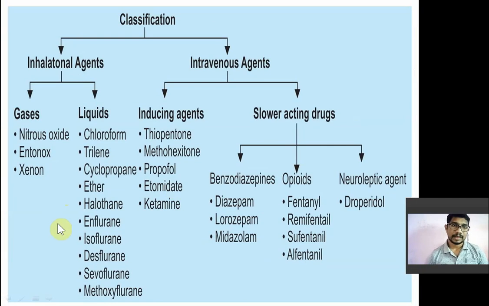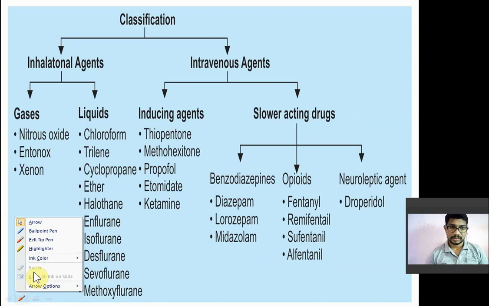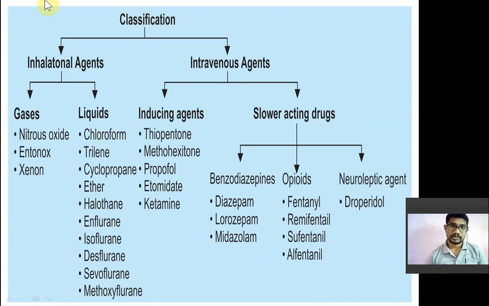Next one is the classification of general anesthetics. Now the main chapter, general anesthetics. First we'll see what general anesthesia is. What is meant by anesthesia? Anesthesia is reversible loss of pain sensation. And what is general anesthesia? General anesthetic drugs are drugs that abolish all the modalities of pain sensation with reversible loss of consciousness.